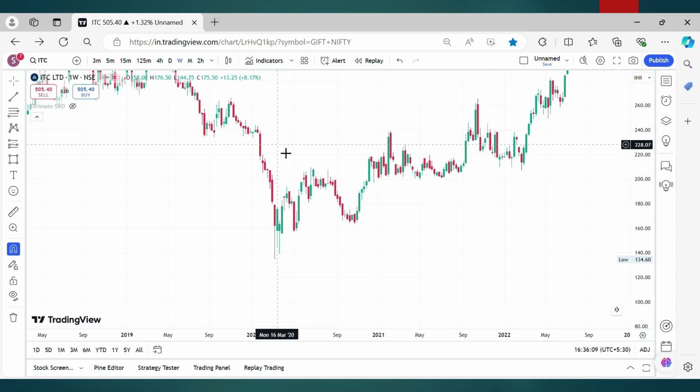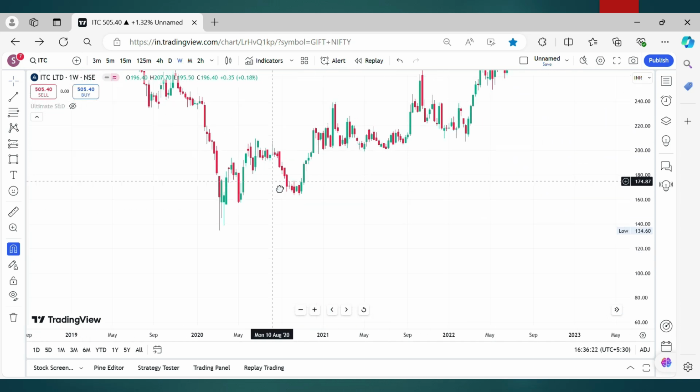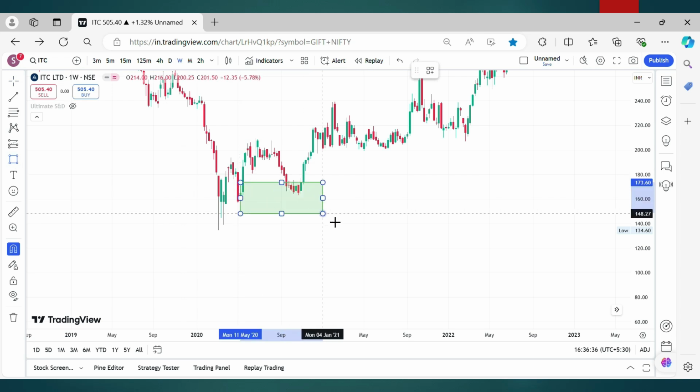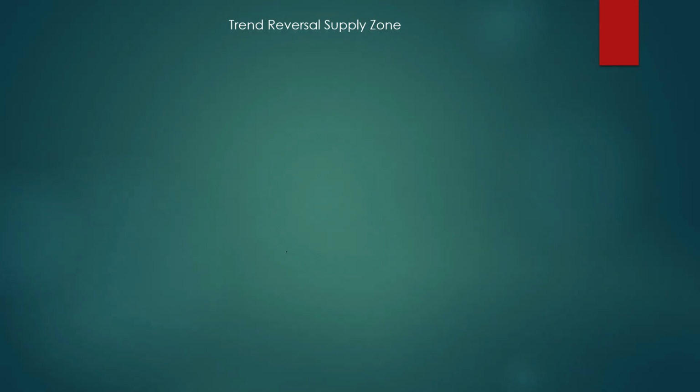So let's see an example of this. This is a weekly chart of ITC Limited. Here we can see that ITC has been in a downward trend for many weeks, and at one point we can see that there is a base candle followed by a big healthy green candle. This signifies that there is a demand zone in this area, and now let's mark this zone. Let's extend this zone, and we can see that when the price retests this point, it has gained upward momentum. So this is how a trend reversal demand zone works.